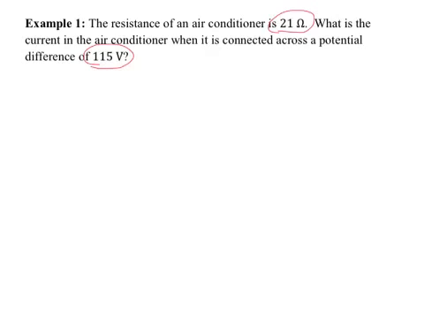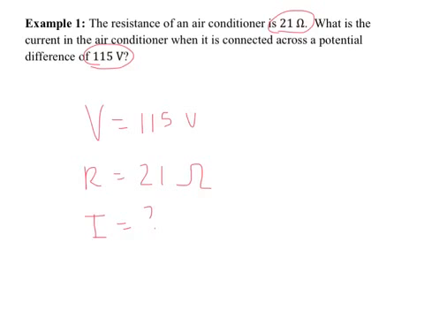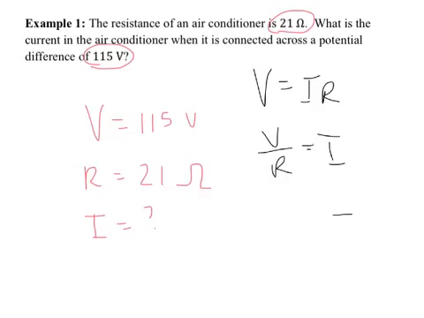So here we have a voltage of 115 volts. We've got a resistance of 21 ohms, and we're trying to find the current through this air conditioner. How many coulombs per second are flowing through this air conditioner? So we've got Ohm's law telling us V equals IR. We're solving for I, so I is equal to V over R. The current is equal to the voltage over the resistance. So we take 115 volts over 21 ohms, giving us a current of approximately 5.5 amps.